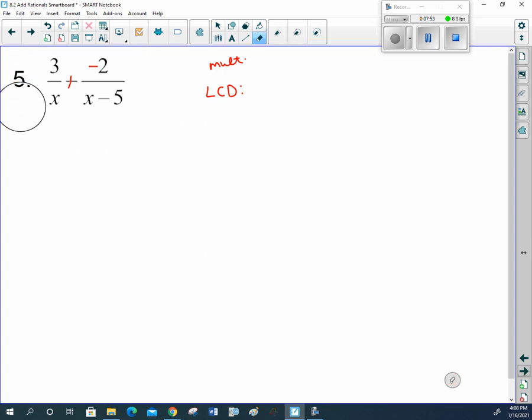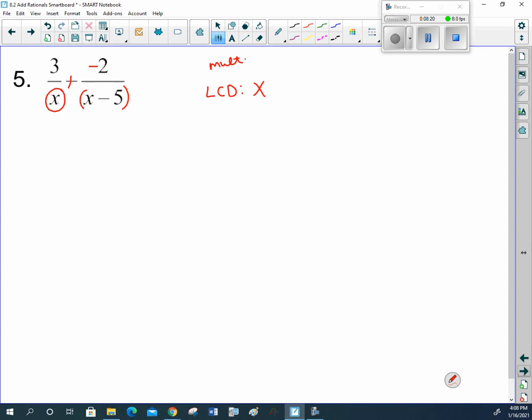So remember my little check-off list? I look for numbers first, and I don't see any number factors. I count x minus 5. There's no parentheses there, but it is a grouping. So if you want to put it as a grouping, you can put parentheses around it. So I don't see any numbers. So then I move to lone variables. I see a lone variable right here. That's an x. So I need that in my lowest common denominator.